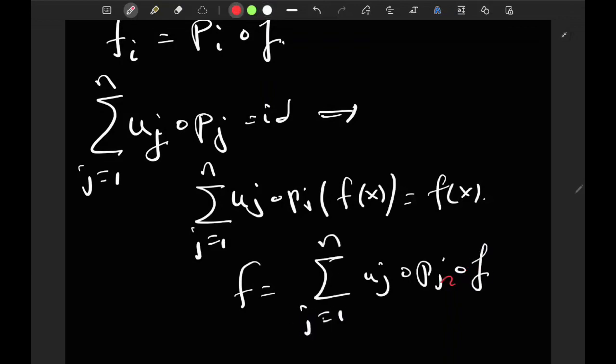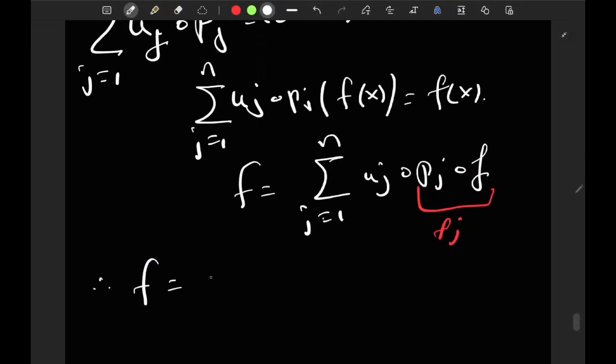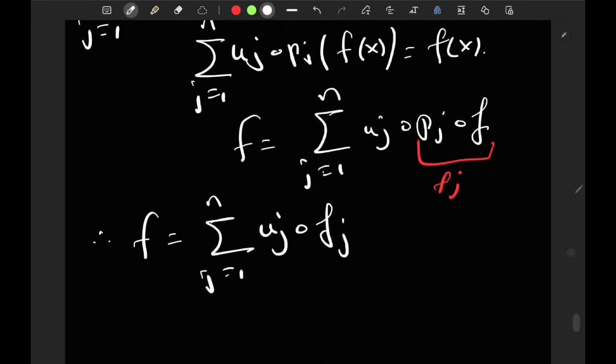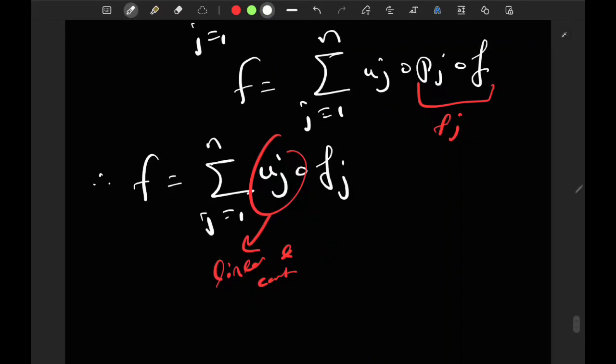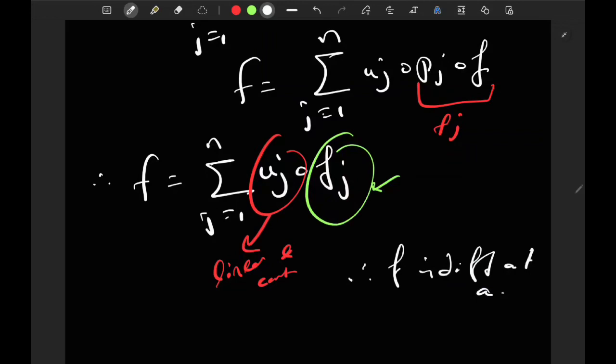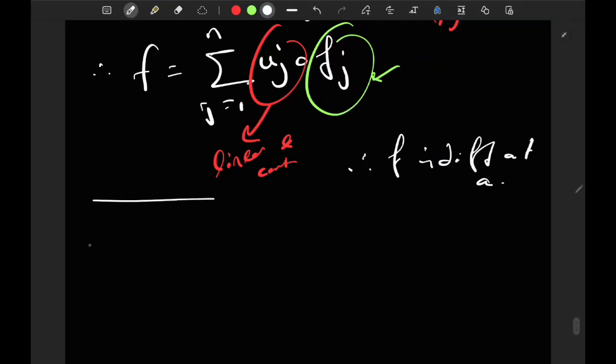But I know that this part here, π_j ∘ f, is just f_j by definition of f_j. So therefore f is equal to the sum of u_j ∘ f_j. And for the same reasons as above, u_j is a linear map, linear and continuous, so therefore it's differentiable. So f is the sum of differentiable functions. Because u_j is differentiable and f_j is differentiable by assumption, therefore f is differentiable at a. So f is differentiable at the point if and only if its component functions are differentiable at the same point. Now a remark.